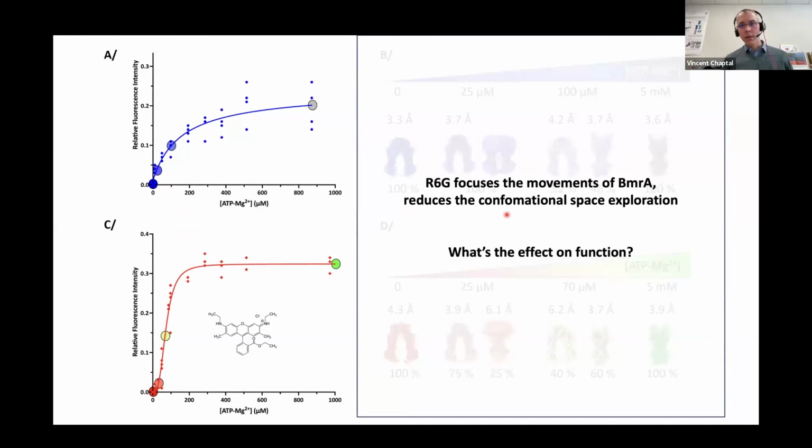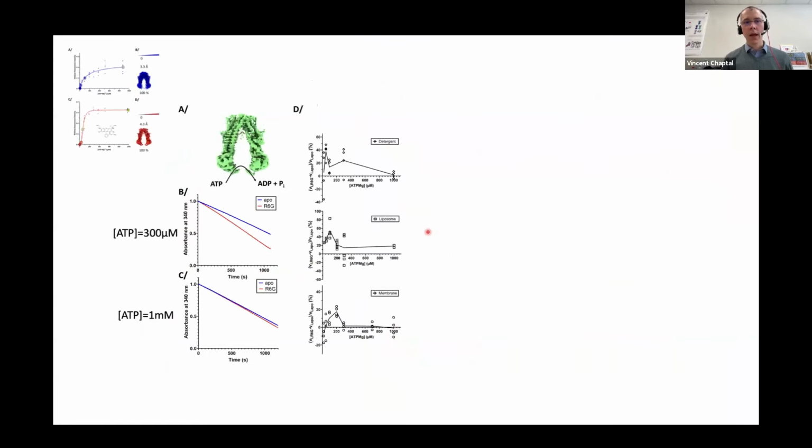That's what we see with the structure. And what's the effect on function? So we went back to function. And there are 2 things that are really interesting for these ABC transporters that we can measure. The way they hydrolyze ATP. They have a natural tendency to hydrolyze ATP.